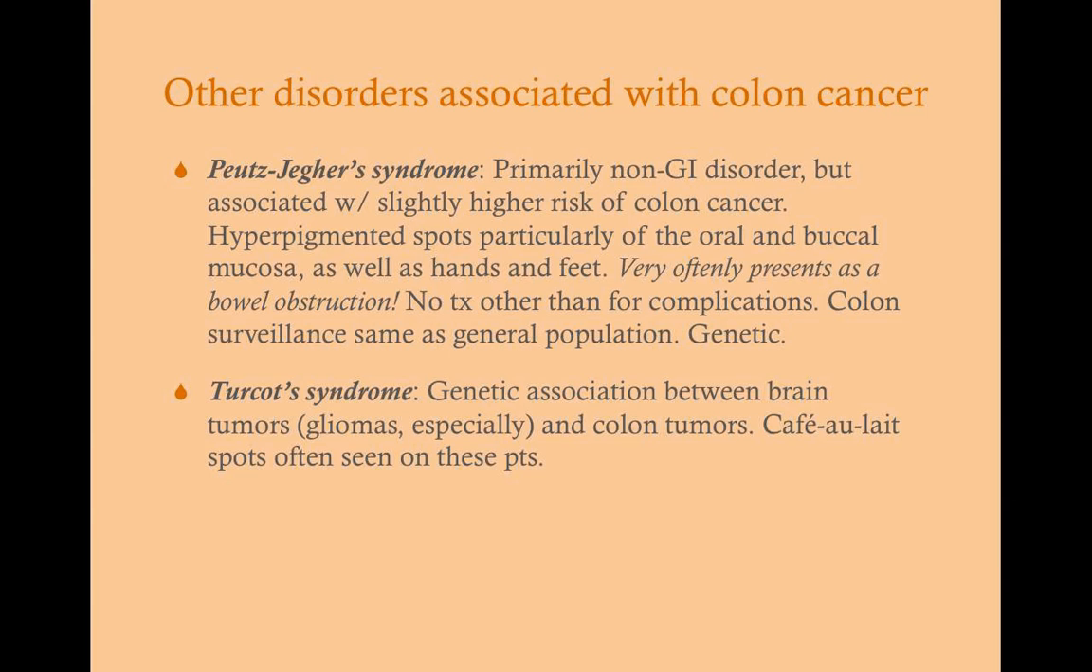The way you will generally see Peutz-Jeghers syndrome is by hyperpigmented spots, and they tend to present around the lips and the oral mucosa, but you can see them also on the hands and the feet. A lot of times you're going to diagnose this in kids. Peutz-Jeghers syndrome, because of the nature of the disease itself, can present as a bowel obstruction. So in a patient that presents as a bowel obstruction, take a look at their lips and take a look at their hands and feet. If you see hyperpigmented spots, it might be worth testing them for Peutz-Jeghers syndrome, which would be a genetic test.